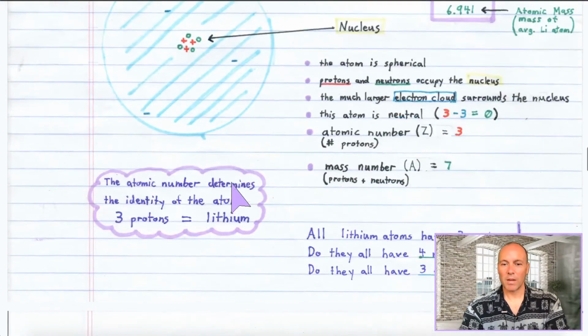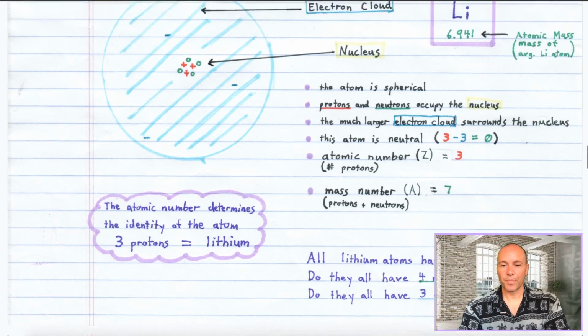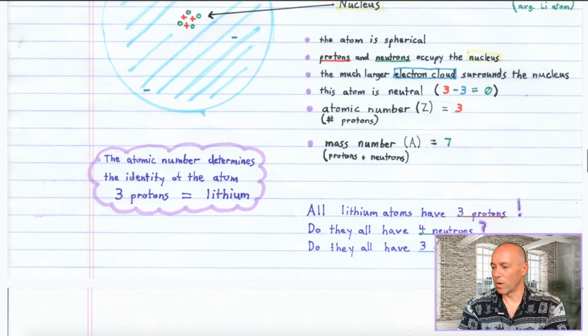And we'll talk about those two situations later on, where atoms can have different numbers of neutrons, and they can gain or lose an electron or two. So we'll talk about that later. Let's take a look at a few more examples.